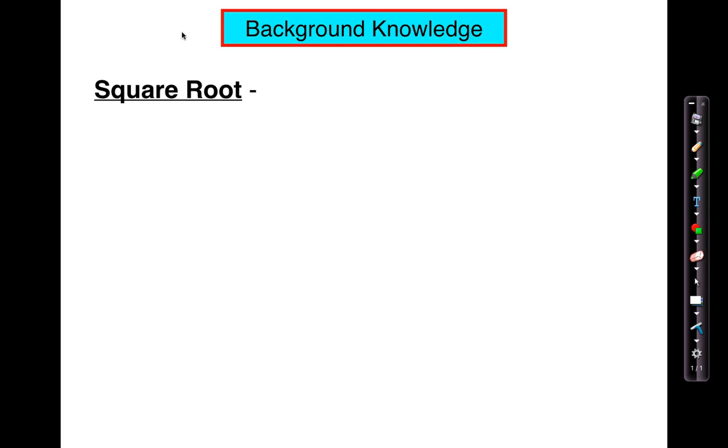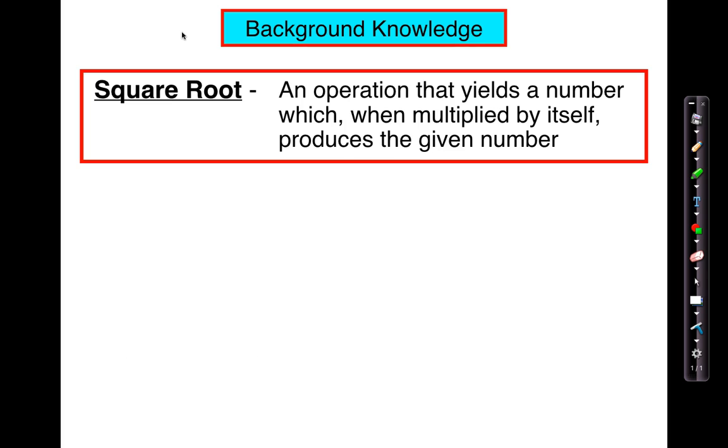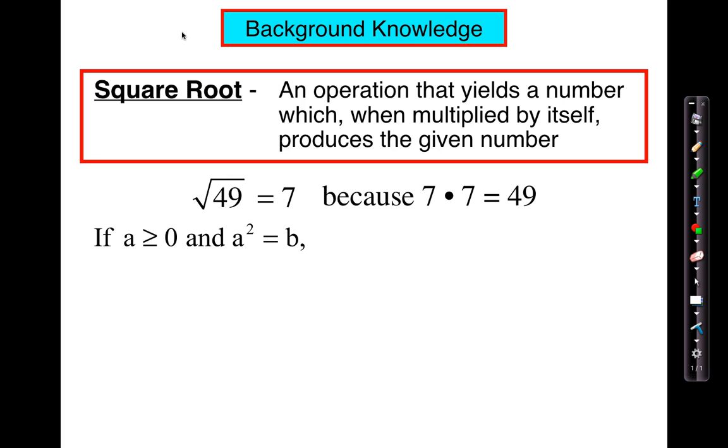So the other thing we went over was the square root. Just a quick reminder, it's basically a number that when you multiply it by itself is going to give you back that number. So let me give you an example. The square root of 49 is 7. And why? Because 7 times 7 is 49. Now, please keep in mind that we are taking the square root of positive numbers. And so if a is greater than or equal to 0, and we square a to equal b, then a is the square root of b.